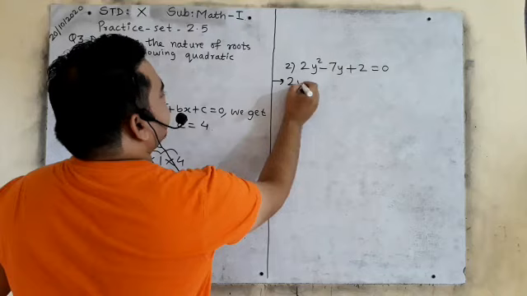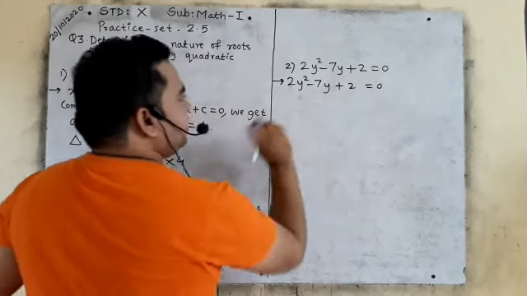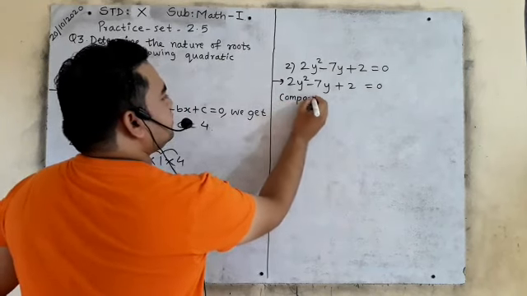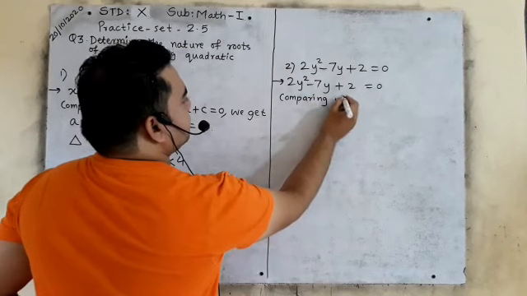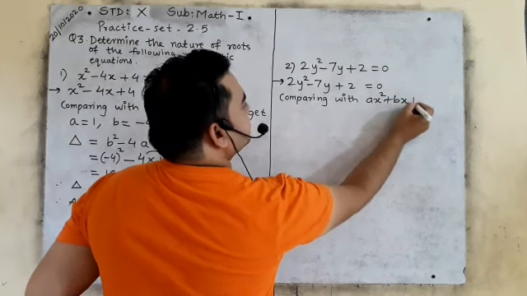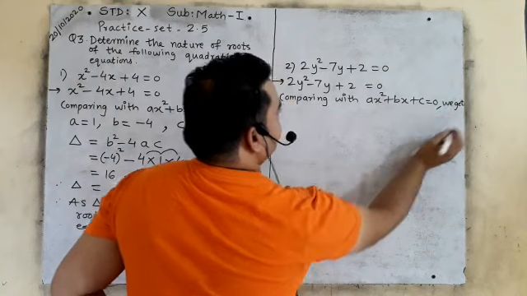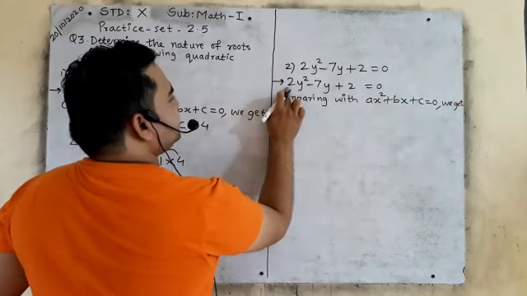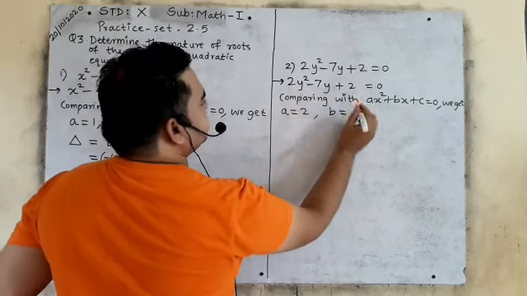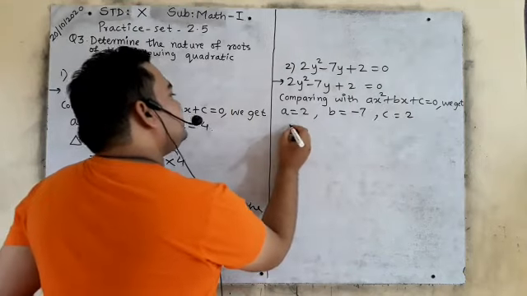First you will copy the question as it is. Right? It is in the general form. Yes. Now you will compare it. Comparing with ax square plus bx plus c is equals to 0. We get, what you will get? A is equals to how much here? 2. B is equals to how much here? Be careful, it is minus 7. And c is equals to how much here? 2.